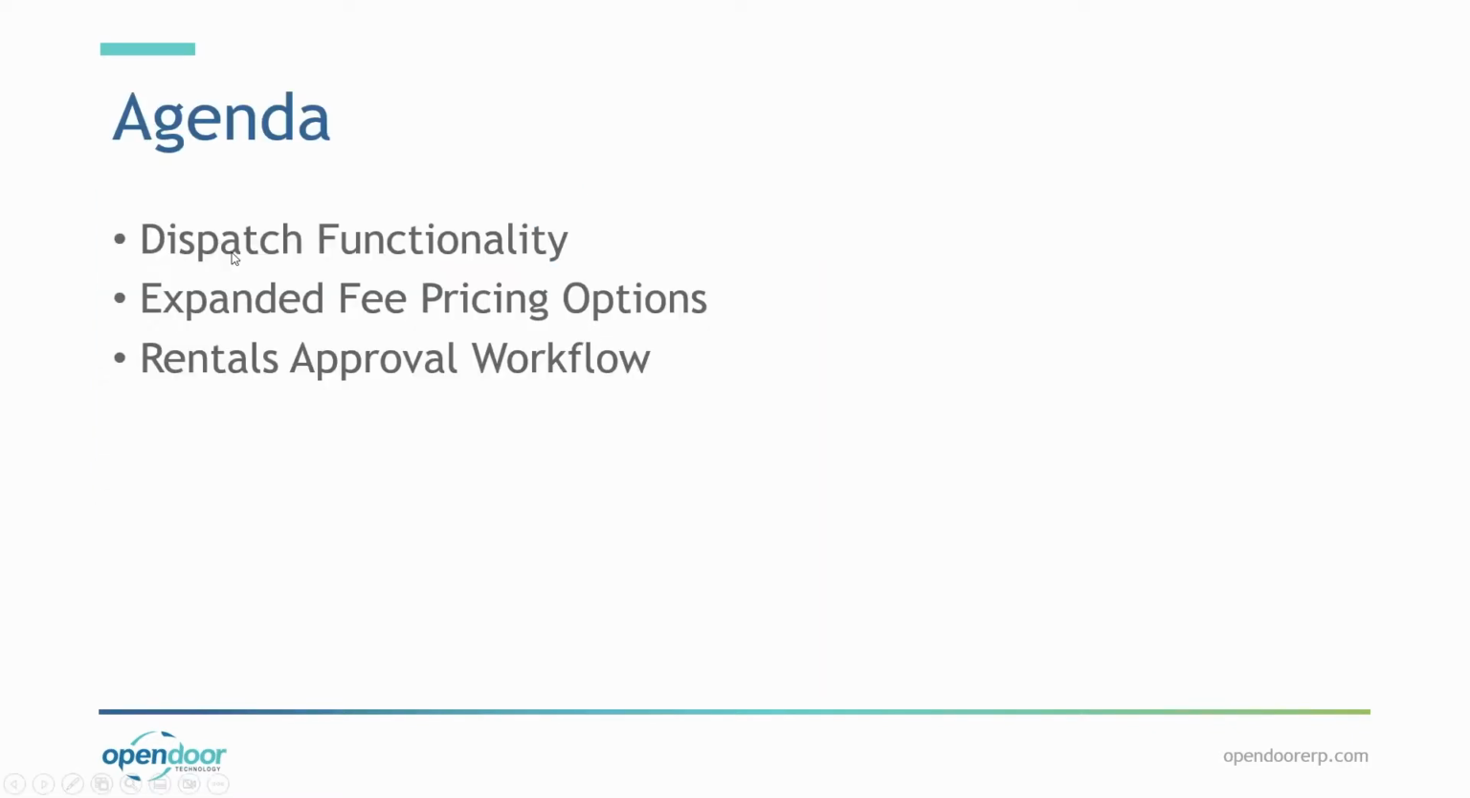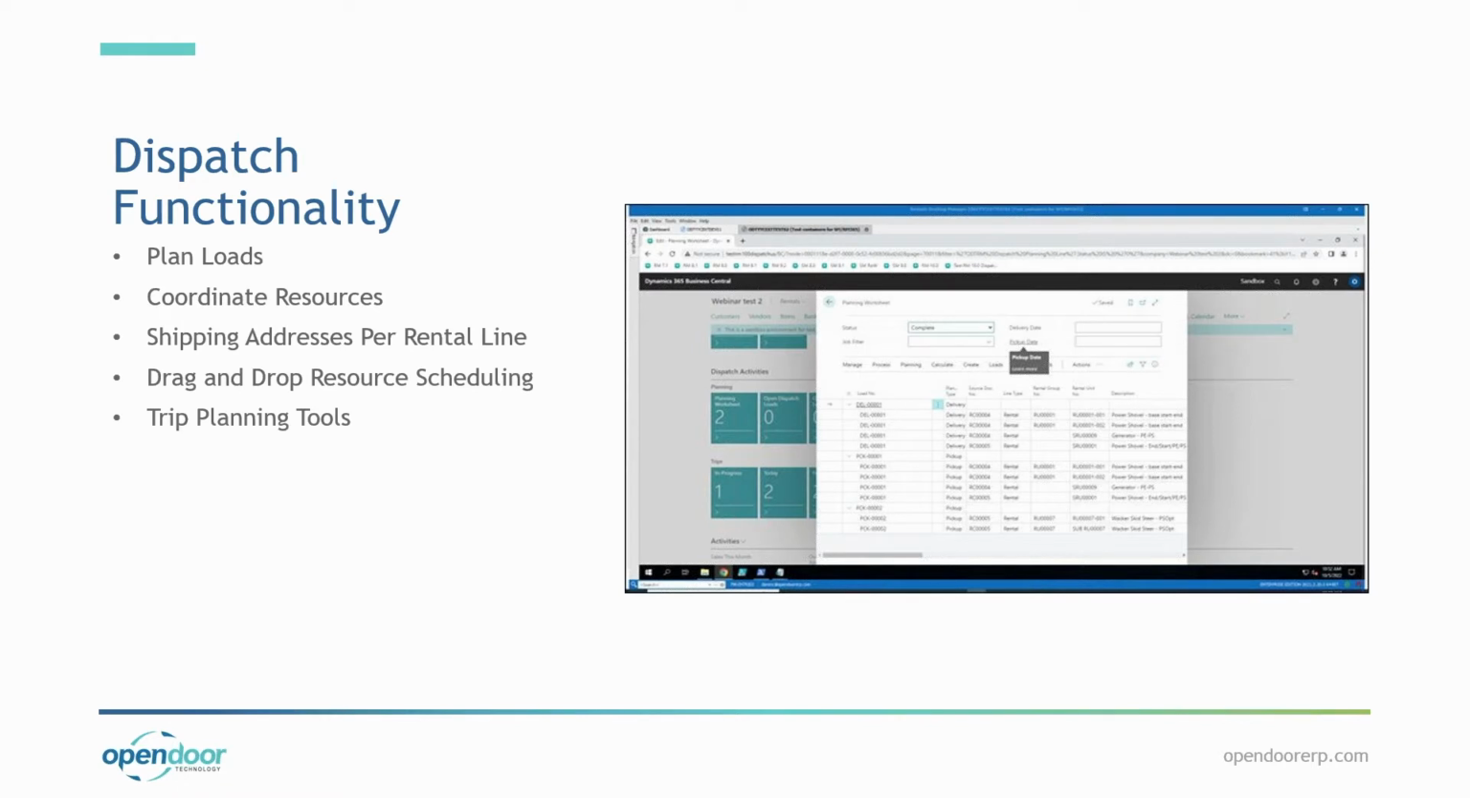So first of all, dispatch functionality is added in this version of rentals, and we'll go through that in detail because that's kind of the big thing that we're adding. We've also added an expanded price option, and we've also added rental approvals workflows based on standard Business Central workflows. So we'll glaze over those, but I'm going to go into dispatch in some detail.